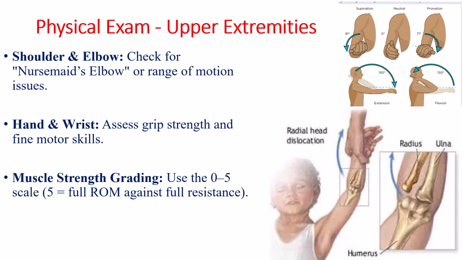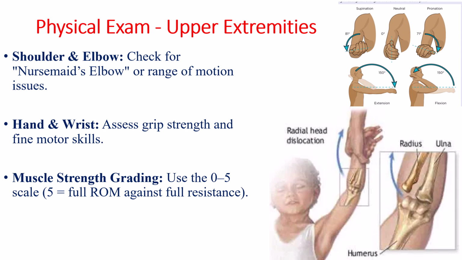On the upper extremity, check for Nursemaid's elbow or range of motion issues. Nursemaid's elbow, or radial head subluxation, is a common toddler injury between 1 to 4 years old where the ligament around the radial head slips out of place, caused by pulling on an extended arm. Symptoms include immediate pain, refusal to use the arm, and holding it slightly bent. This is easily reduced by a physician.